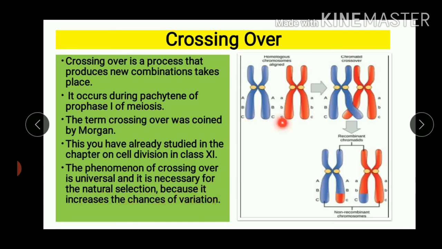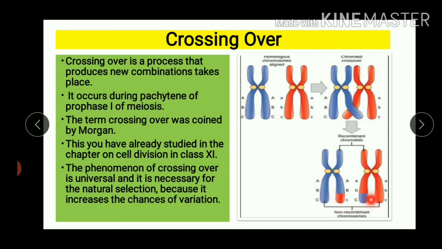Now let us come to the diagram. Here these two are homologous chromosomes. This blue color is one chromosome, red color is another chromosome. Homologous chromosomes, they come together. Here the genes, if you see ABC, here also ABC. Here the alleles are those which are present on homologous chromosome, which we have denoted with small letters a, b, c. Okay. Now here crossing over takes place and the segments or the genes are exchanged.